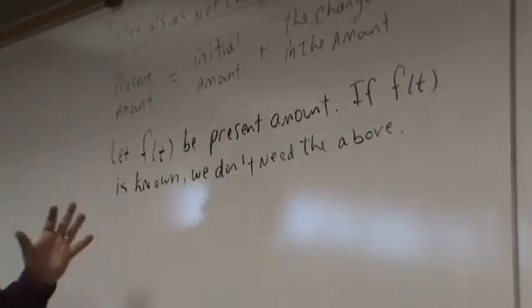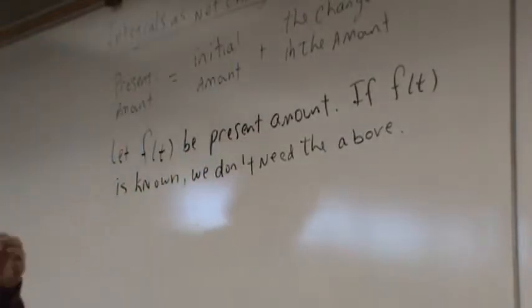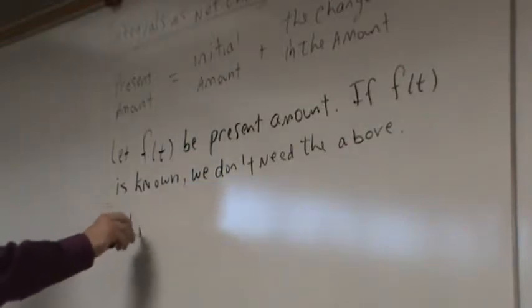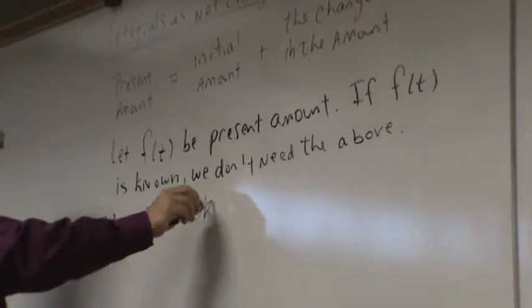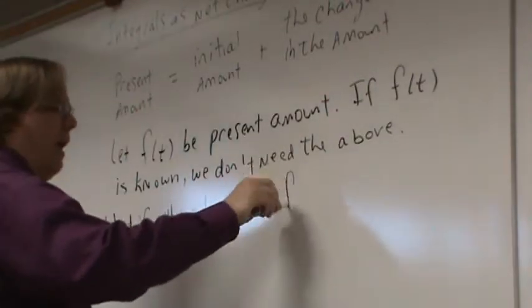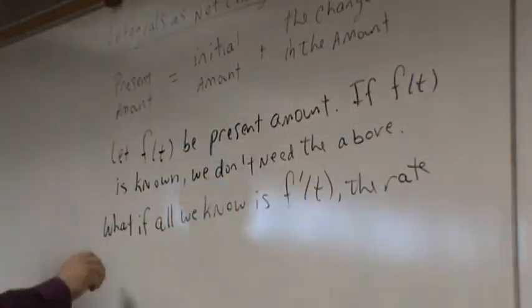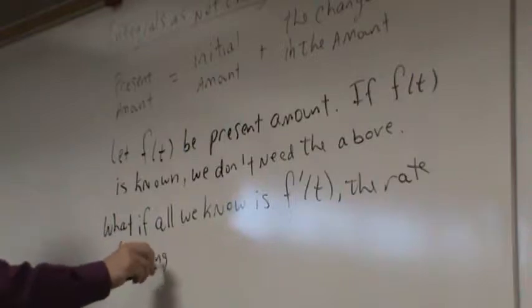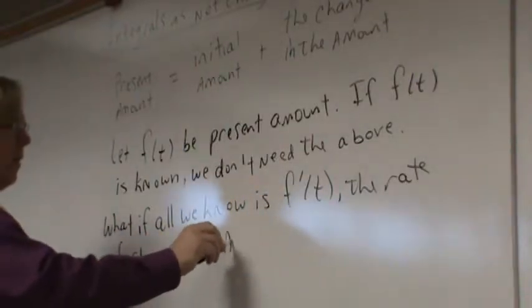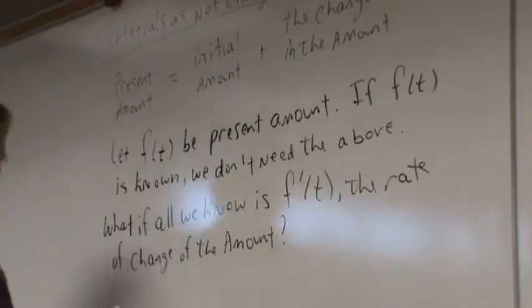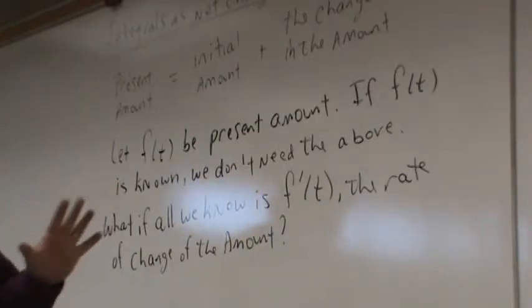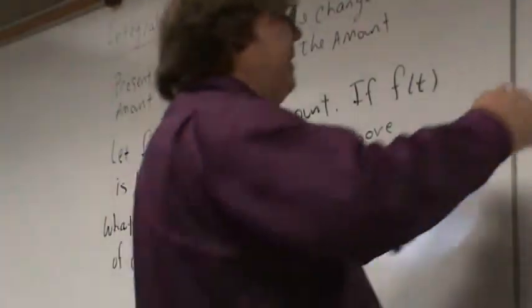But what if all we know is not f of t, all we know is the rate of change of the amount? What if all we know is f prime of t, the rate of change of the amount? Well, let's deal with that situation. Let's do a simple example.